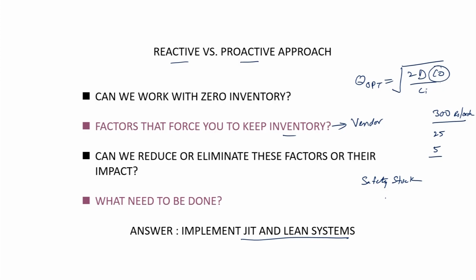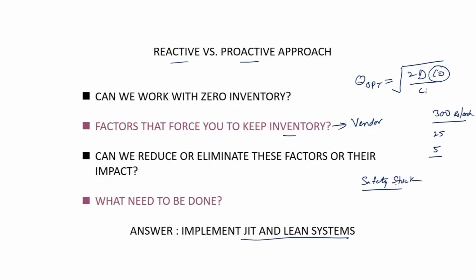Rather than keeping the safety stock, can I do something to address the uncertainty in lead time and uncertainty in demand with the help of better transportation mechanisms, better demand forecast mechanisms, or I can influence the demand itself by some proactive marketing strategies. So, by that I can reduce the requirement of safety stock also. These are some of the issues which are addressed in lean manufacturing systems, JIT manufacturing systems.